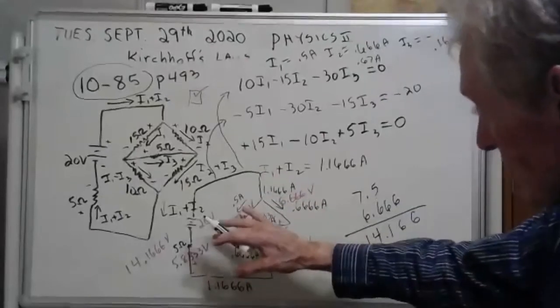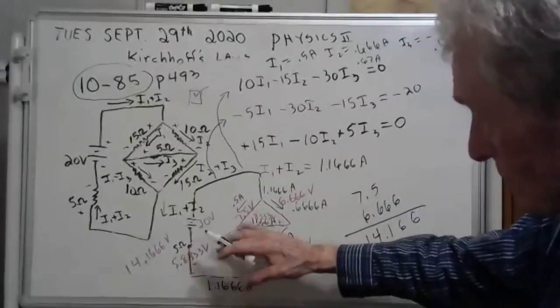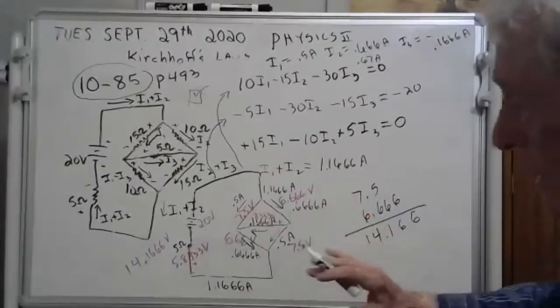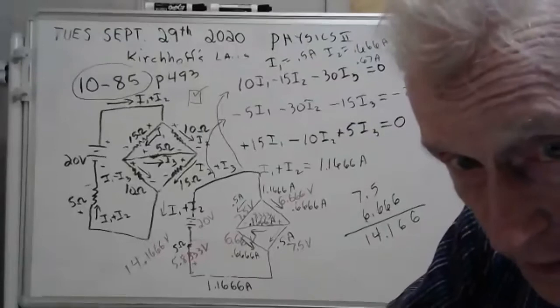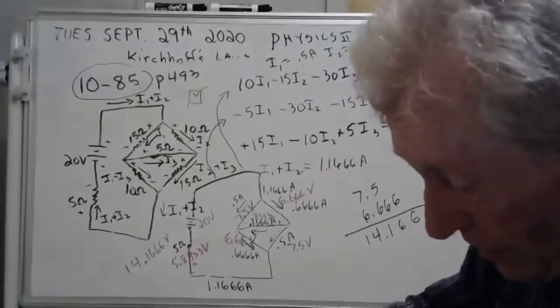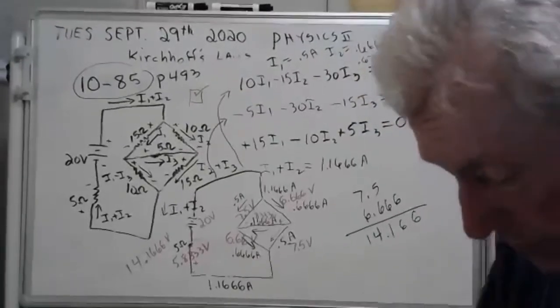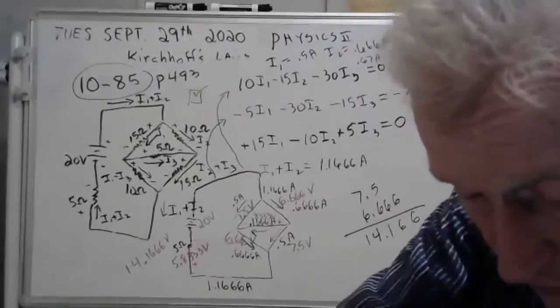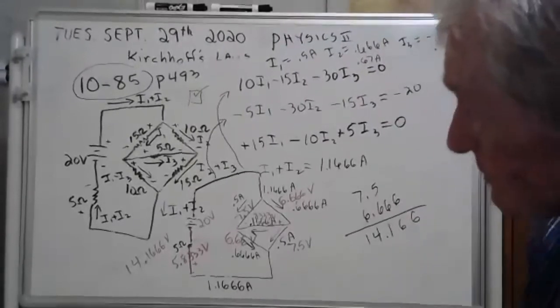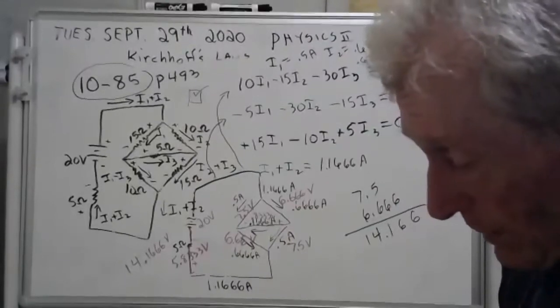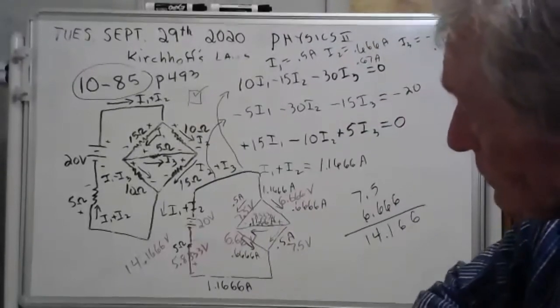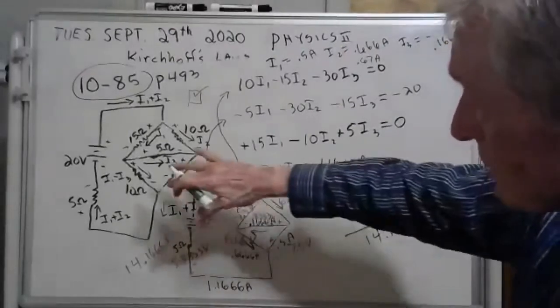Let's do these. Of course, that's the same. 6.66 and 7.5, those are the same numbers. Hey, the volts work. The currents work. The volts work. And now we're going to do the power. I'll put that in green. We need the power on each component. Well, now we got the current.